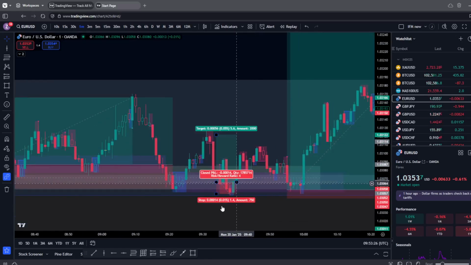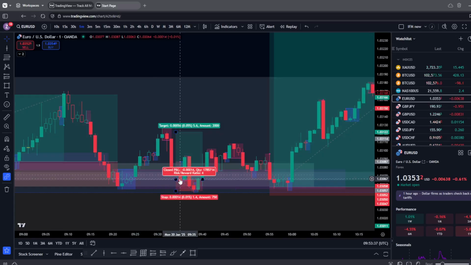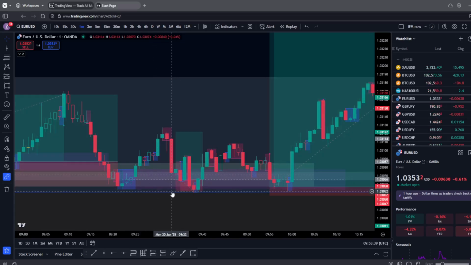So what did we do? The price that took us out formed a new engulfing, and this was it. The 50% of it was here. I took it, and my stop loss was just below it, and price just took it.